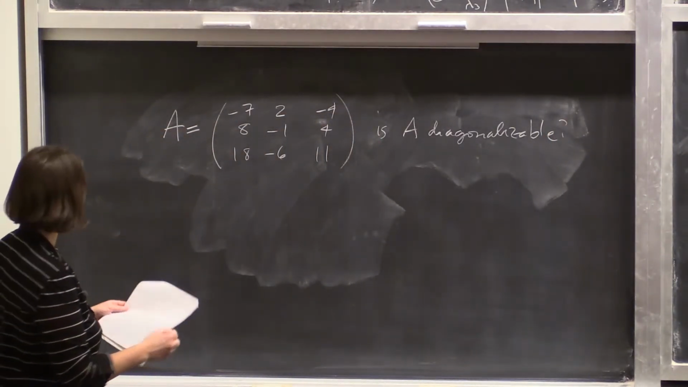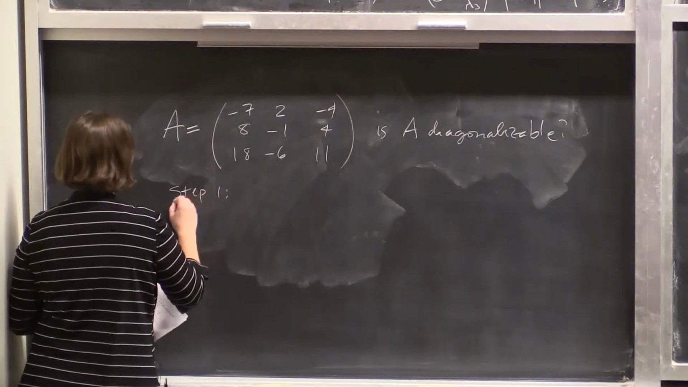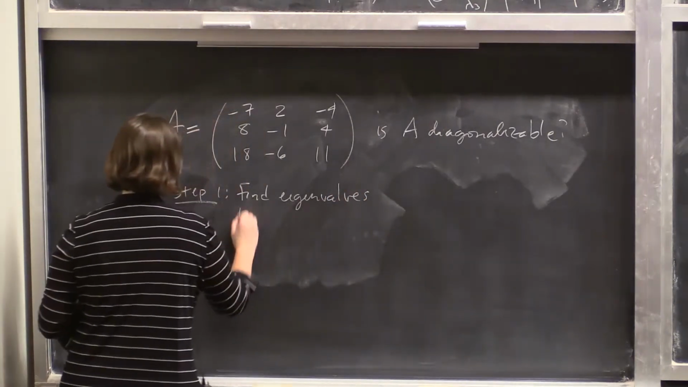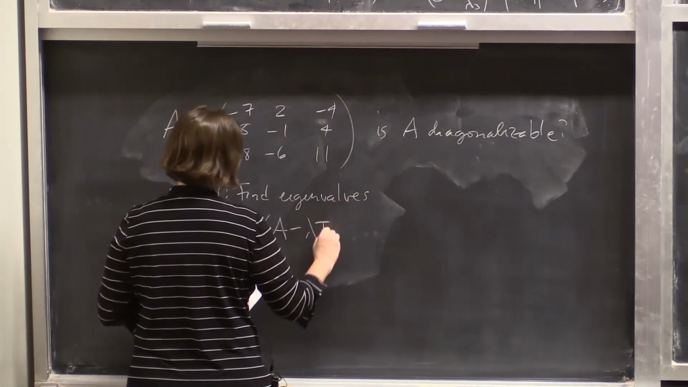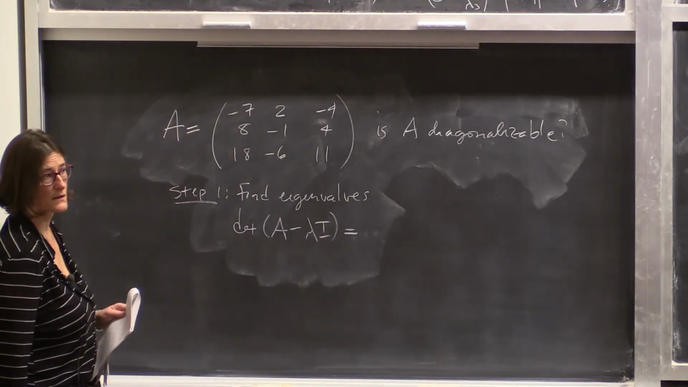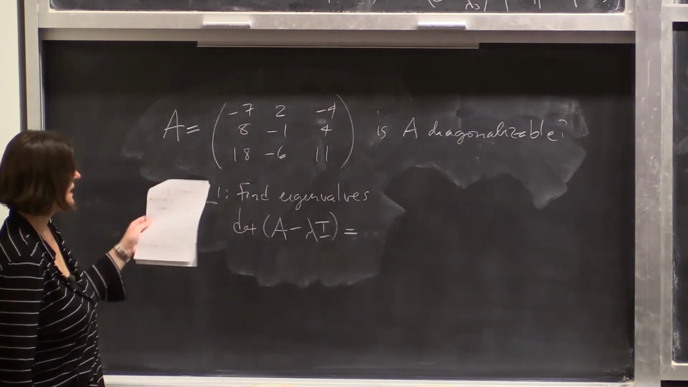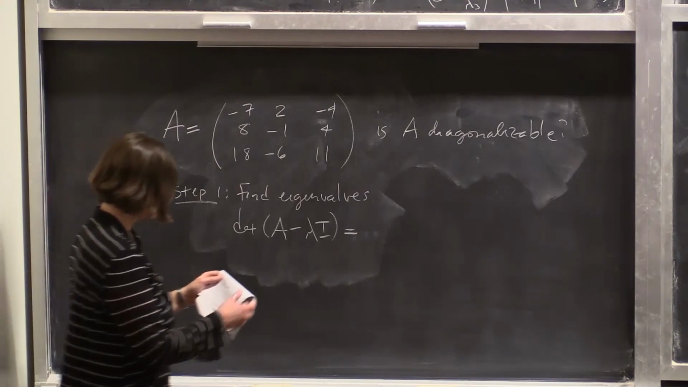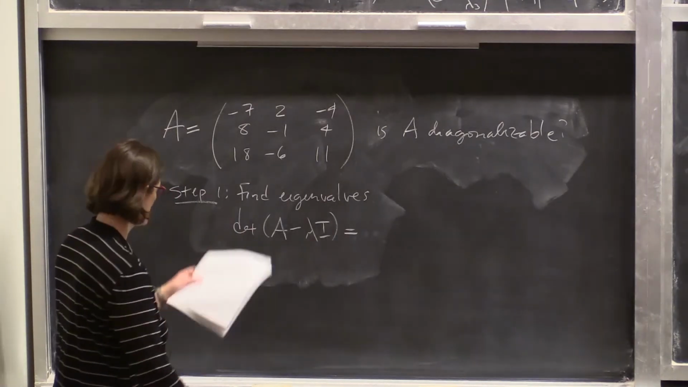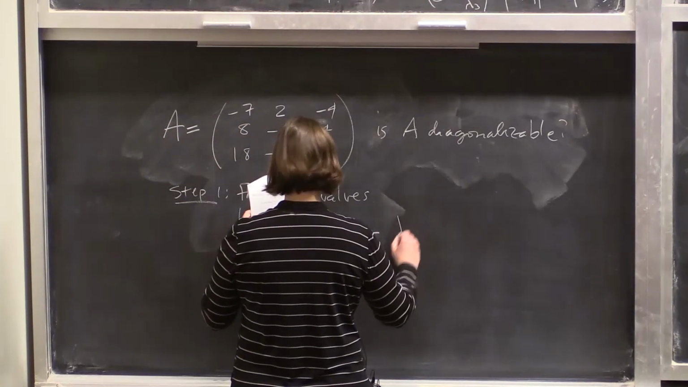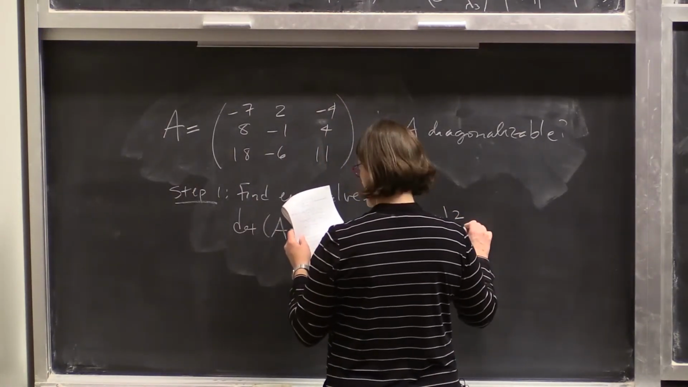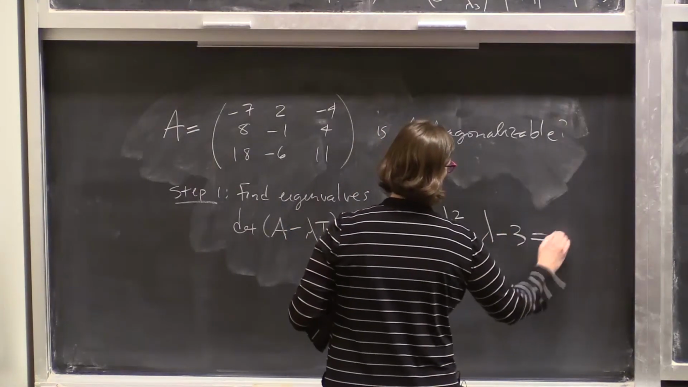So the first step is to find the eigenvalues. That means I need to compute the determinant of A minus lambda I. This is going to be what degree polynomial? Third degree polynomial. And after 5 minutes of calculation, involving numbers like 48 and 18 and 88 and 72 and 16 and 30, I get minus lambda cubed plus 3 lambda squared plus lambda minus 3 is 0.